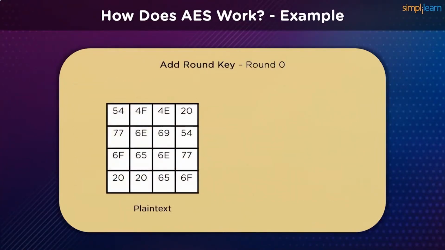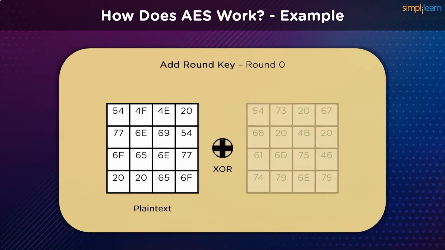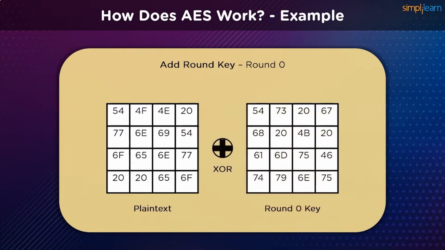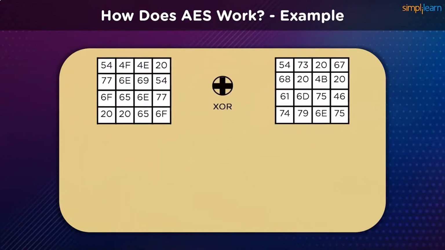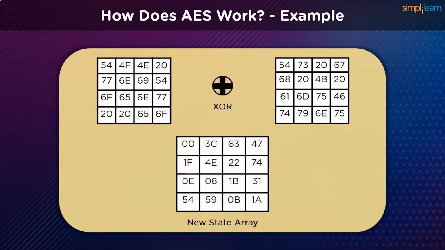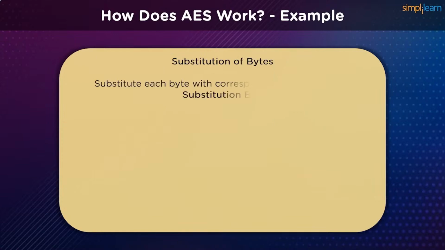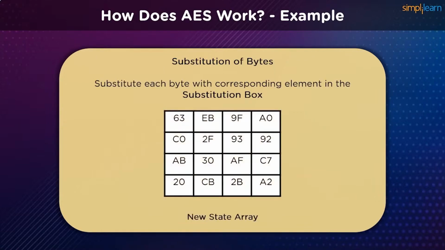In round 0, we add the round key. The plaintext is XORed with the key K0 and we get a state array that is passed off as an input to the substitution bytes process. When it comes to the substitution bytes process, we leverage an S-box to substitute the elements of each byte with a completely new byte. This way the state array that we receive is passed off as an input to the row shifting process in the next step.